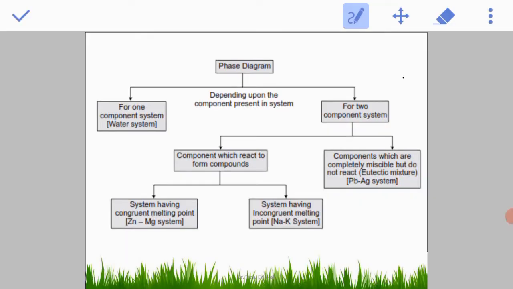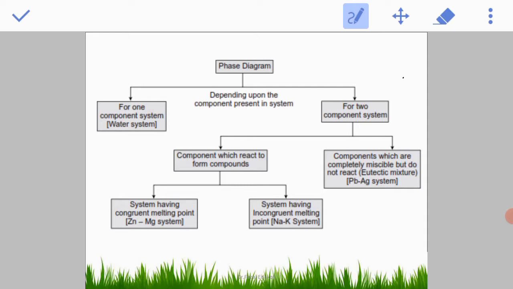Discussing the phase diagram. What are the salient features of a phase diagram? This pictorial representation shows what phase diagrams you are supposed to come across in reality, and depending on the number of components present in the system, the phase diagram could be classified.